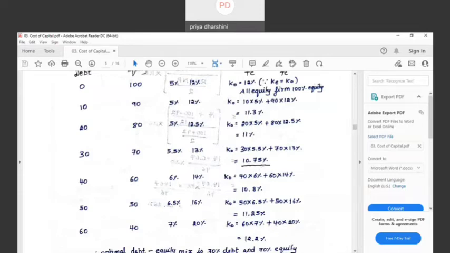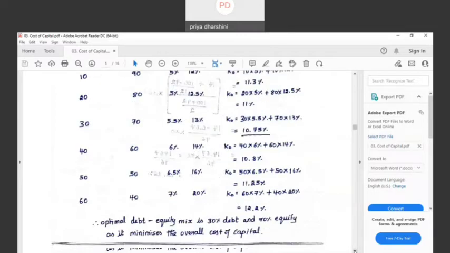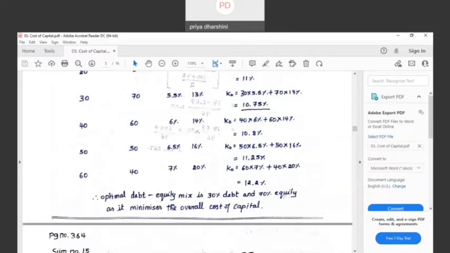This cost of capital I achieve for what composition of debt and equity? I achieve it for a composition of 30% debt and 70% equity. So thus, the optimal debt equity mix is 30% debt and 70% equity, as it minimizes the overall cost of capital. That's all. Is this sum understood?